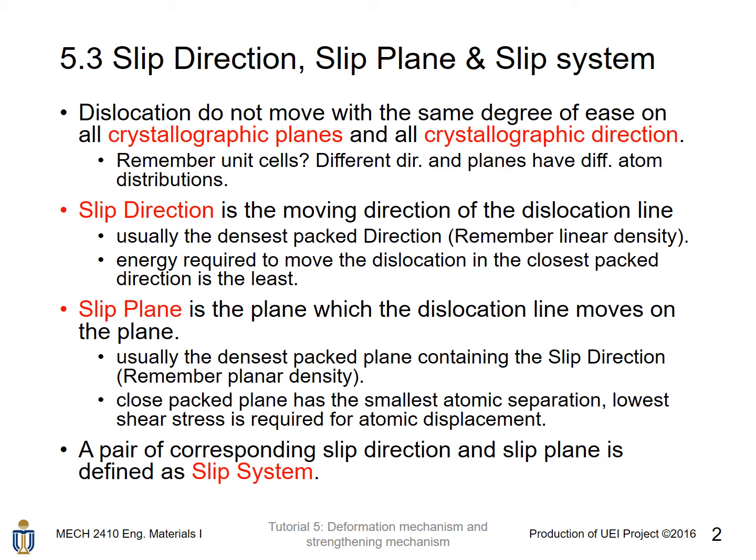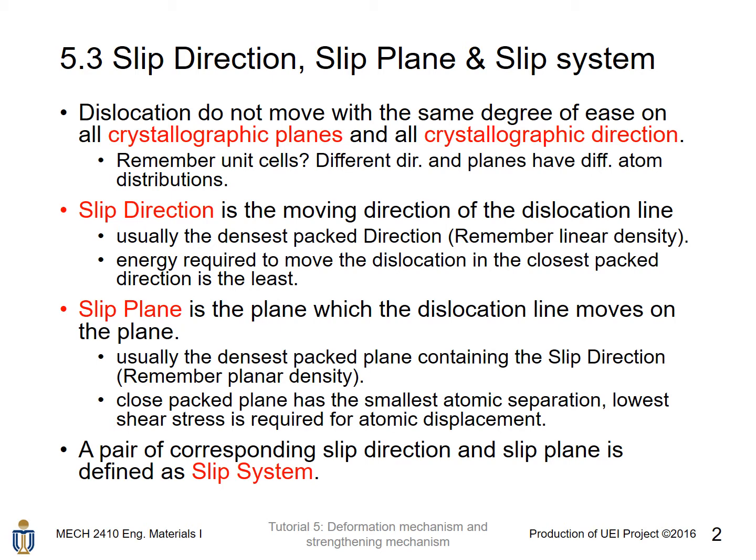Slip direction is the moving direction of the dislocation line, which is usually the densest packed direction. And you can find it by using the definition of the linear density. And the energy required to move the dislocations in the closest packed direction, therefore, will be the least.